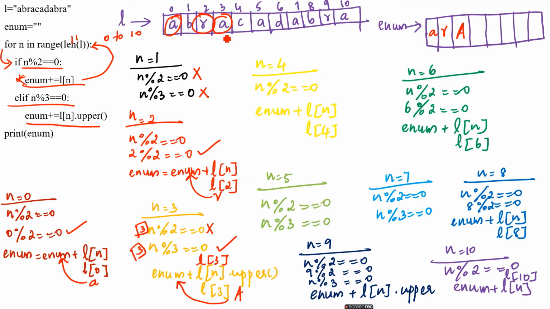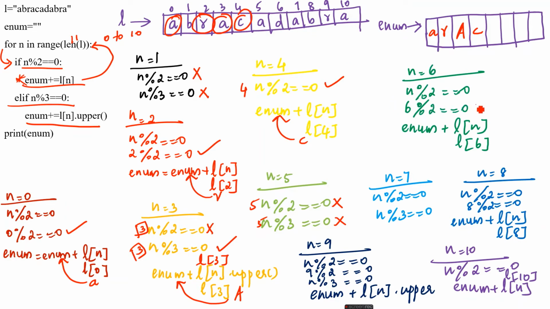Now the next value of n will be 4. Now we will check the first condition. If n mod 2 equal to 0, that is 4 mod 2 equal to 0, condition true. Now we have to execute the statement enum equal to enum plus L of n. L of 4 is C. So we have to concatenate C to enum. So C is joined. Now next value of n will be 5. So 5 mod 2 equal to 0, condition false. 5 mod 3 equal to 0, condition false. No change.